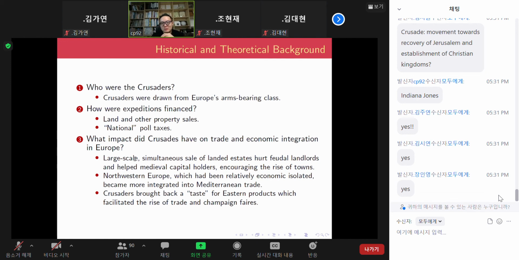Northwest Europe, which had been relatively economically isolated, became more integrated into Mediterranean trade because these European crusaders, when they went back and forth through the Mediterranean, carved out trade routes that did not exist before. Okay? Crusaders also brought back a taste for Eastern products, which facilitated the rise of trade and Champagne fairs. So there are many different channels through which the Crusades affected urbanization and trade in medieval Europe during this time period. Does anyone have questions about this?